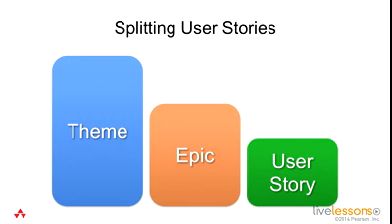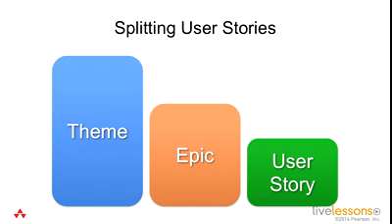You'll see this sometimes with other types of words, like feature, but it's all the same idea. A theme is a large initiative, something large that maybe fits an entire release or multiple releases. An epic is just a story that is too big to fit in one sprint and will need to be broken down. And then the lowest level is the actual user story, which is something small enough to fit into a sprint.